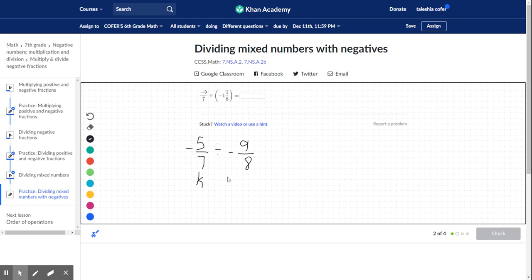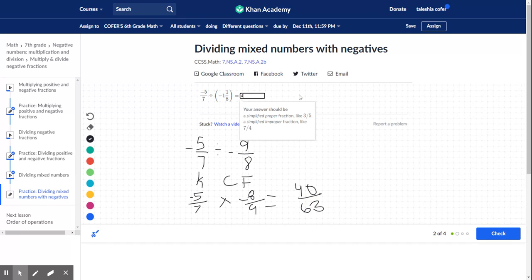Now I can do my keep, change, flip. Keep it as negative 5/7. Change it to multiplication. Flip it, and I now have a negative 8 over 9 instead of 9/8. When I multiply straight across, 5 times 8 gives me a 40. 9 times 7 gives me 63. They're the same sign, so I know my answer is a positive 40 over 63.